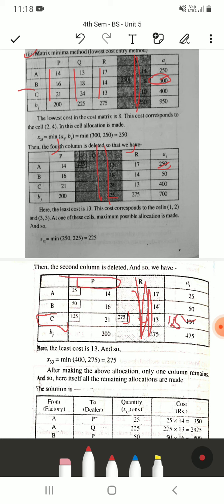Now there is only one dealer, so he gets 25 tons of cement from factory A, 50 tons of cement from factory B and 125 tons of cement from factory C, because here the next lowest value is 14. You have to take the value between 25 and 200, and the minimum is 25.